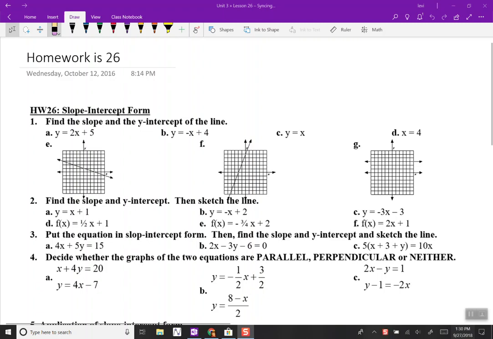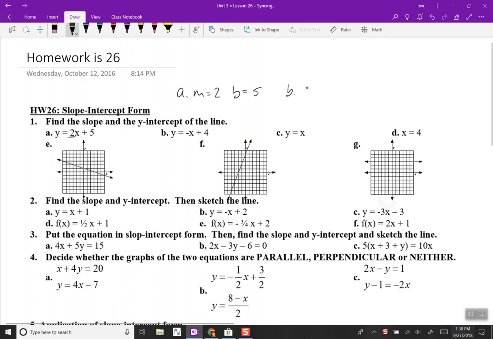This is homework 26, slope-intercept form. Find the slope and the y-intercept of the line. So we're looking at this, we're trying to match these. Actually, no, we're just trying to do this. So A, the slope is 2. That's always the letter in front of the variable. And the constant, the y-intercept, is 5.